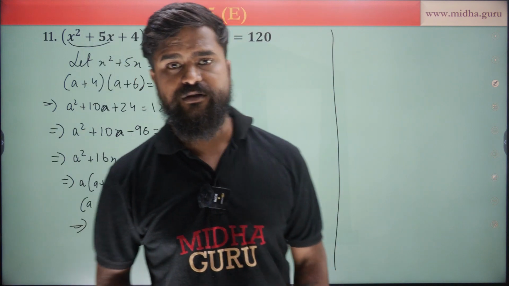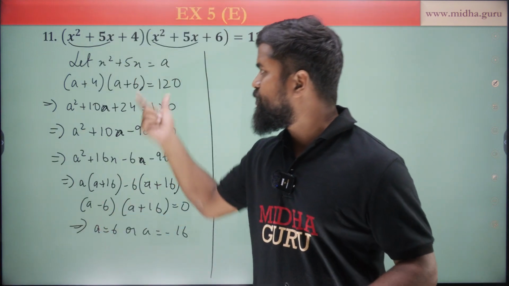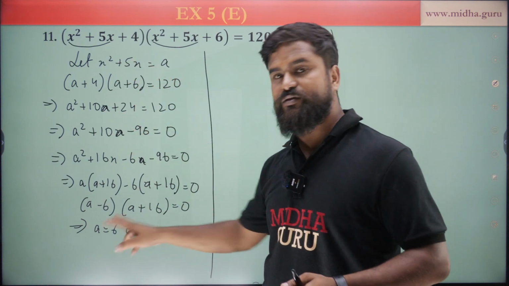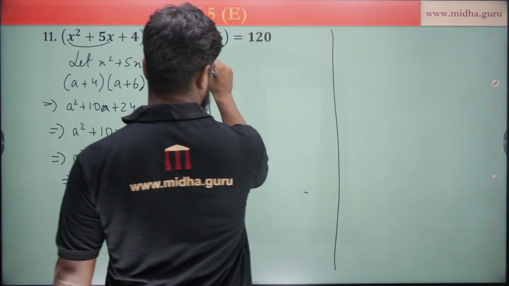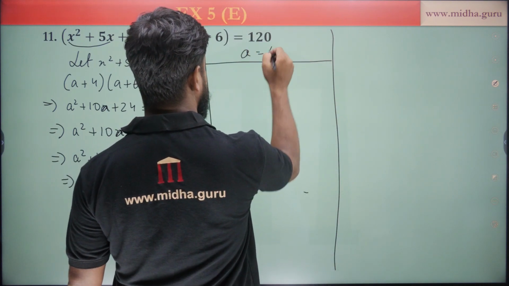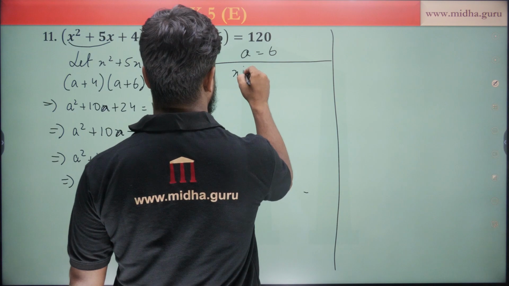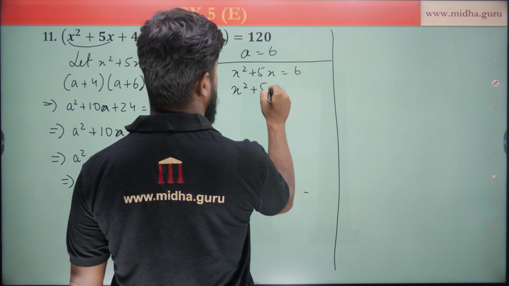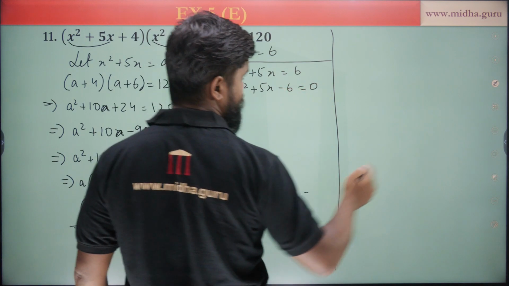End of the problem, kids? No. Now we took a to be something in terms of x. Now we will try to solve for x based off of these two values. So first, when a is equal to 6, x square plus 5x is equal to 6. So we will write x square plus 5x minus 6 is equal to 0.